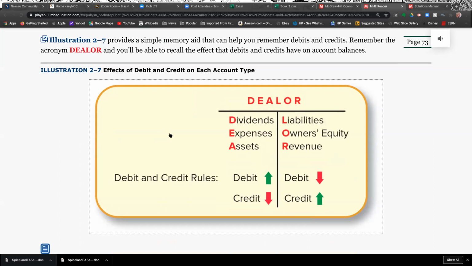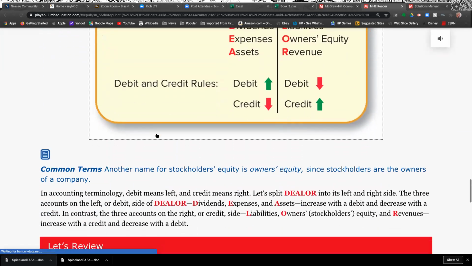Here they give you, what do they call this? A mnemonic. DEALER. DEA: dividends, expenses, assets increase with debits, decrease with credits. Liabilities, owner's equity, revenue increase with credits, decrease with debits. If it helps you to remember it that way, that's fine.